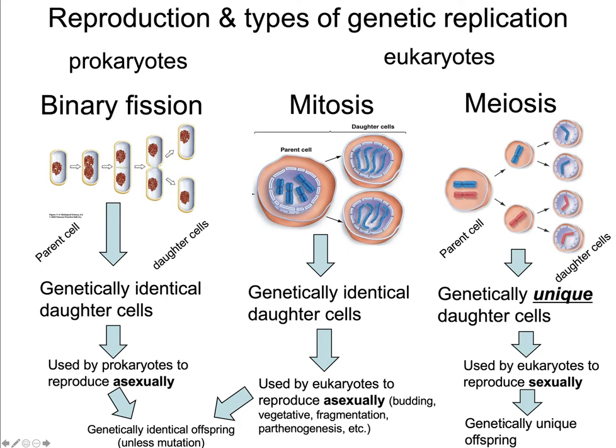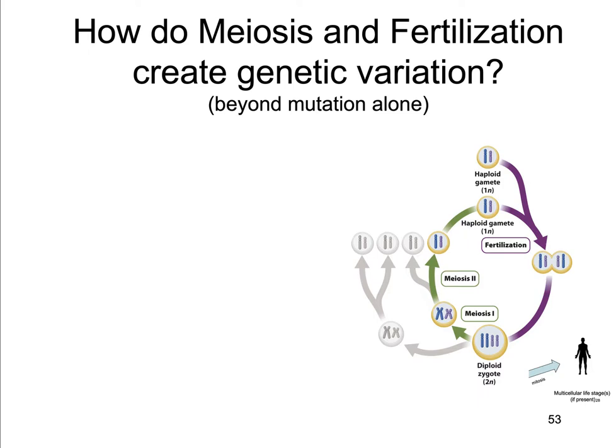So how does it create genetically unique offspring? In other words, in sexual reproduction, you've got this process of meiosis and fertilization occurring. And this is a simplified diagram of how sexual reproduction works. So how do meiosis and fertilization create genetic variation beyond just mutation alone, which also does happen during sexual reproduction? It's just that this process of meiosis and fertilization build on top of the genetic variation created by mutation alone.